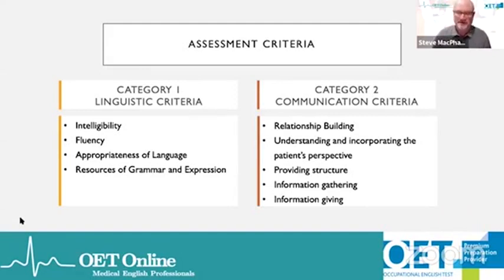That's important. It's your job as a health professional to lead the role play and provide structure. So knowing when to transition from one section, perhaps taking history, then transitioning into explaining a common medical condition or giving education or advice. So it's your job to control the pace. And then there's information gathering, the ability to take a patient history where required, and then information giving, the ability to explain common medical conditions or procedures or give advice. So all of those things are assessed.